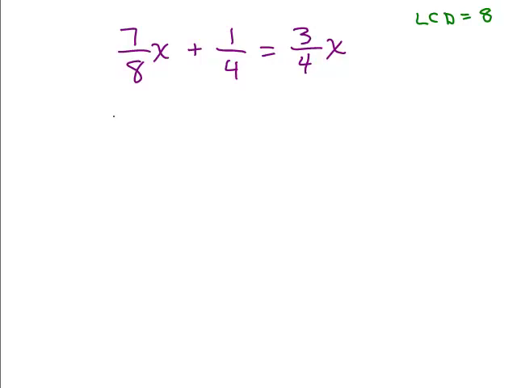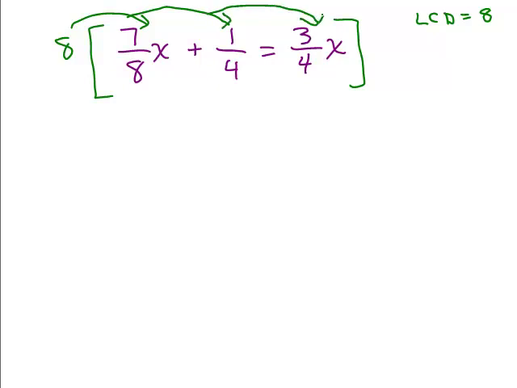And so I'm really just multiplying all the terms by 8. I like to show what I'm doing by putting an 8 here. So remember, if you were thinking of distributing, you could say I'm going to have to do it to all the terms on both sides of the equation. So I have 8 times 7/8 plus 8 times 1/4 and 8 times 3/4.